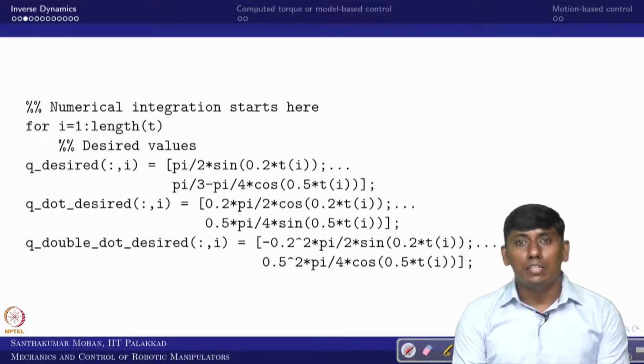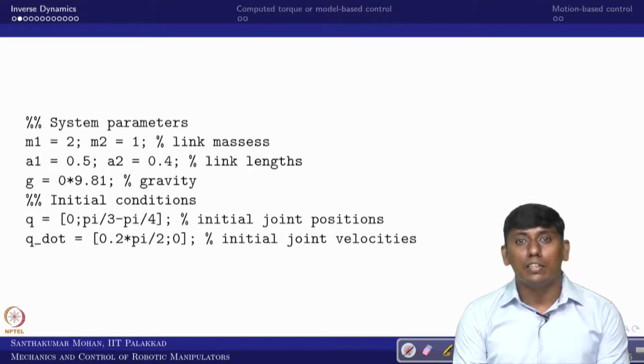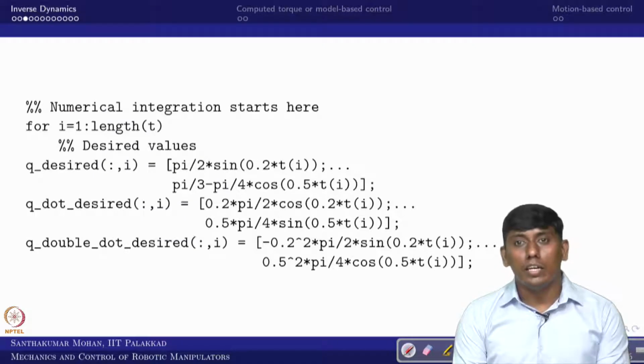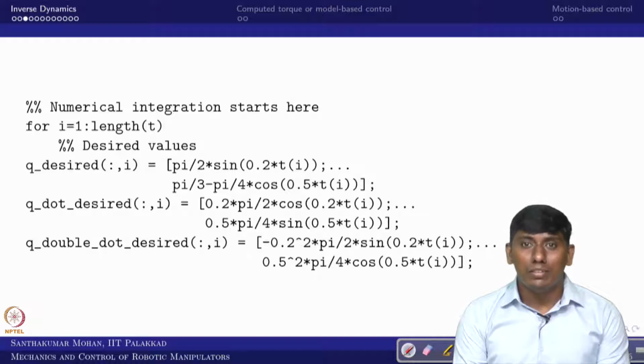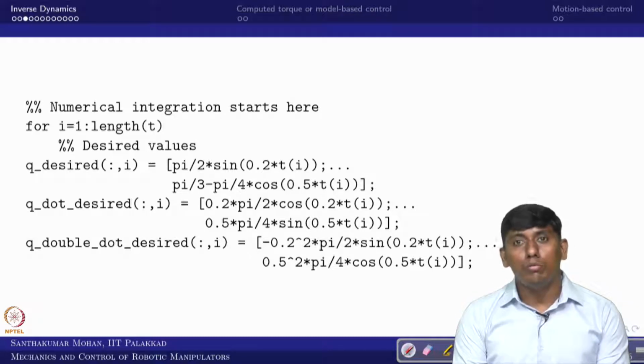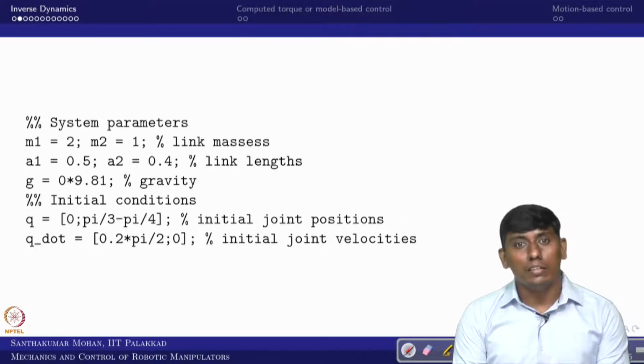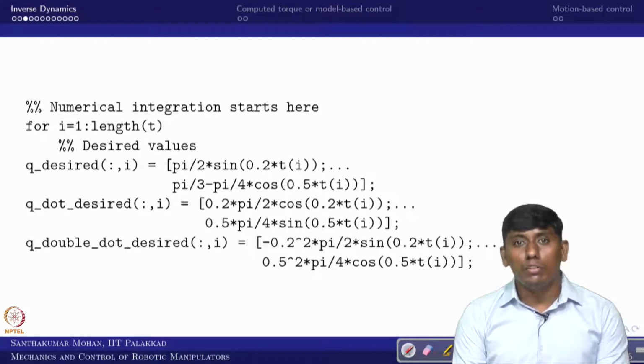In that sense, you can see why this initial condition has come as pi by 3 minus pi by 4, because if we take time as 0, then theta 1 would be 0 and theta 2 would be pi by 3 minus pi by 4. In a similar way, you can see q dot desired. If you substitute time equal to 0, then 0.2 times pi by 2 would be theta 1 dot and theta 2 dot at 0. That's why we have taken this. So now, based on this, we have used the q double dot desired and all those things.